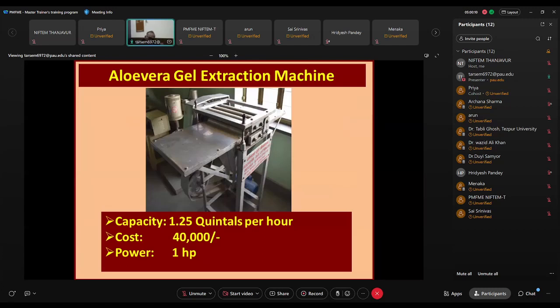Although this technology has been commercialized and is being used, its use is still limited because in our state Punjab, aloe vera itself is a very minor crop, and with the coming of more entrepreneurs in this crop, the chance of its popularity will further increase.